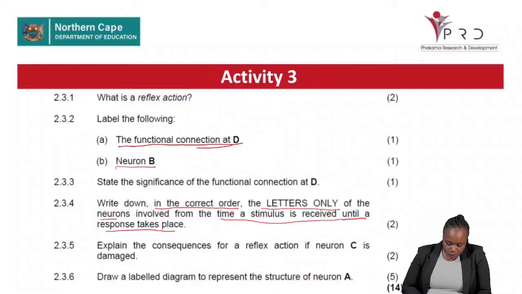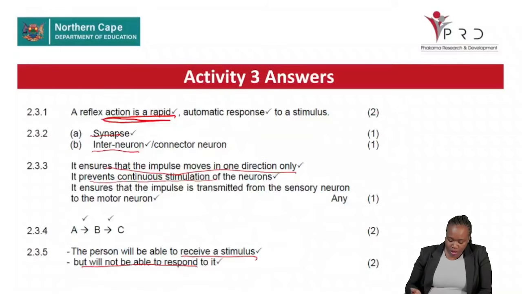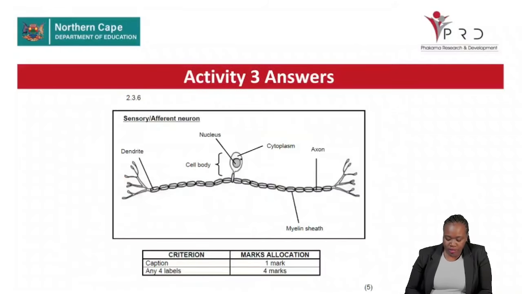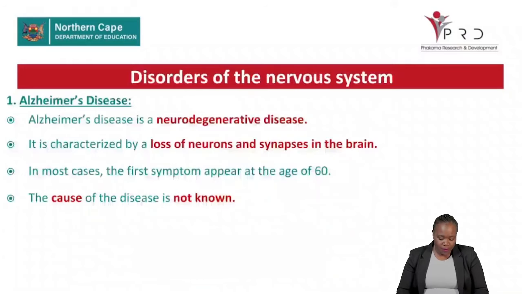Okay. And then the last question says, draw a labeled diagram to represent neuron A. We know that neuron A is the sensory neuron. So here you would be expected to draw a diagram of the sensory neuron. Every diagram comes with a caption. Make sure that every diagram that you draw comes with a caption. That is 1 mark, and then 4 marks for any of the labels. Make sure that you have enough labels so that you can get all of the marks.